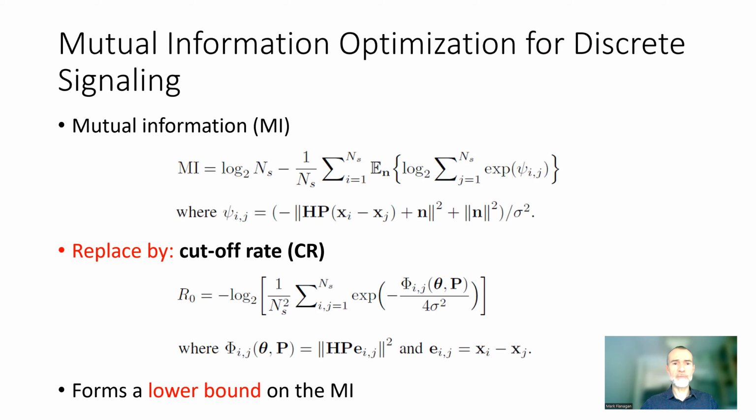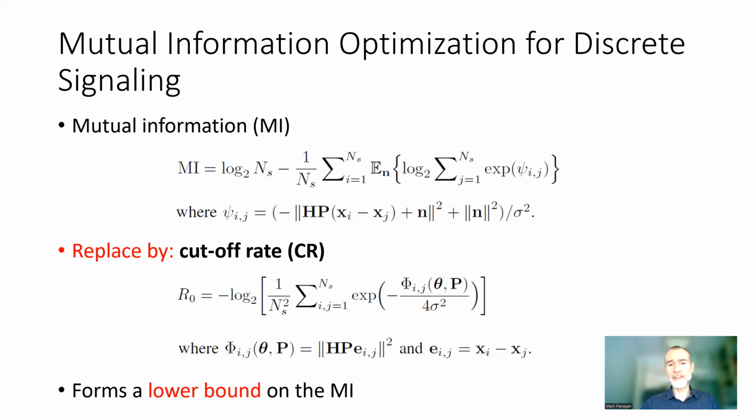Well, instead of the capacity, we now need to move to the mutual information. If we look at the mutual information measure, we see that it's a rather complex function, and certainly there's a lot of summations over this large number of possible transmit vectors. So what we do to simplify this is we use a surrogate metric, which is the cutoff rate. The cutoff rate is an approximation to the mutual information, which has a much simpler form, as you can see in the expression. And the nice thing is this forms a lower bound on the MI, the mutual information, so it's suitable as a surrogate metric for optimization.